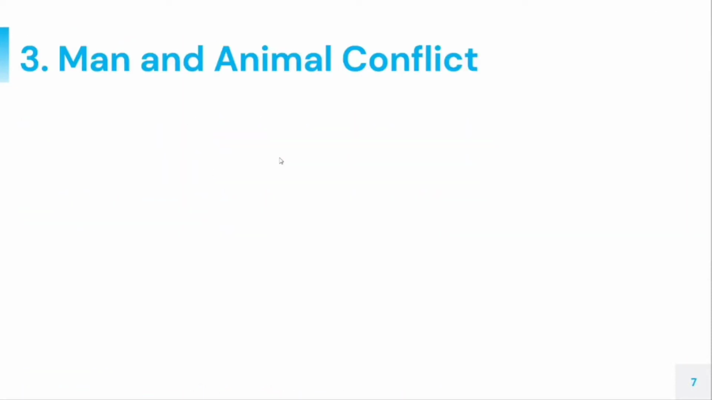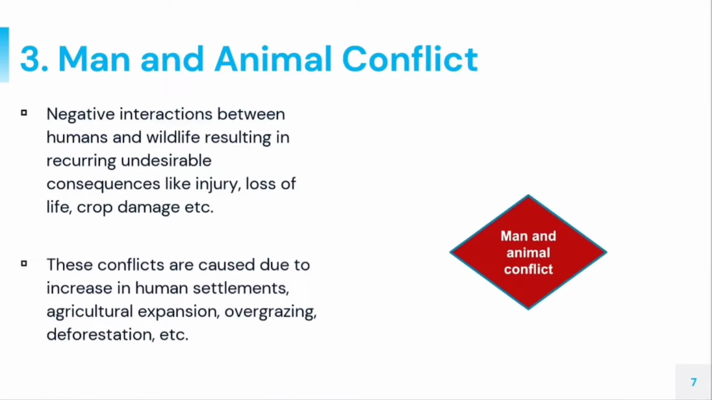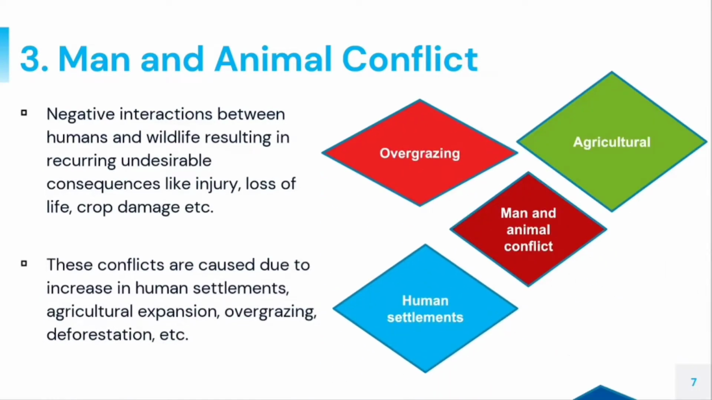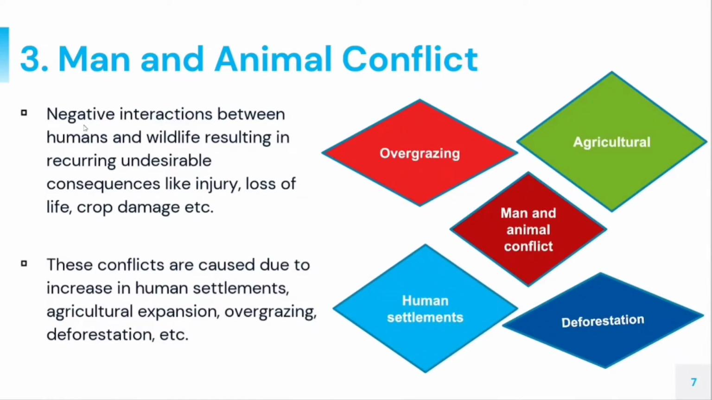The third threat to biodiversity is man and animal conflict. Negative interaction between human and wildlife resulting in recurring undesirable consequences like injury, loss of life, crop damage, etc. These conflicts are caused due to increase in human settlements, agriculture expansion, overgrazing, deforestation, etc.